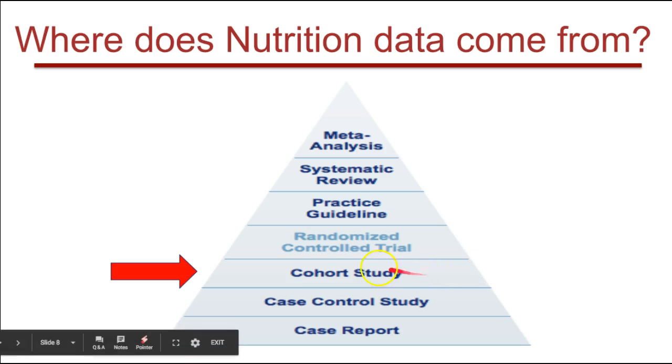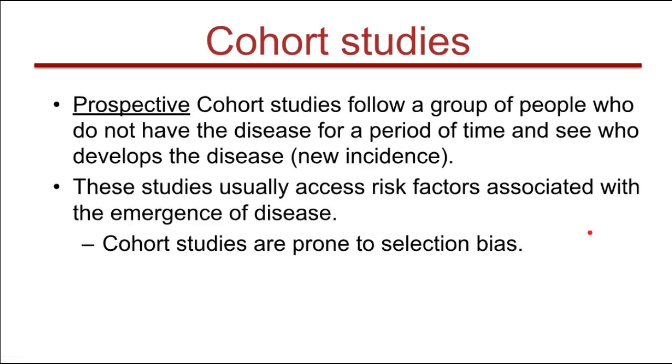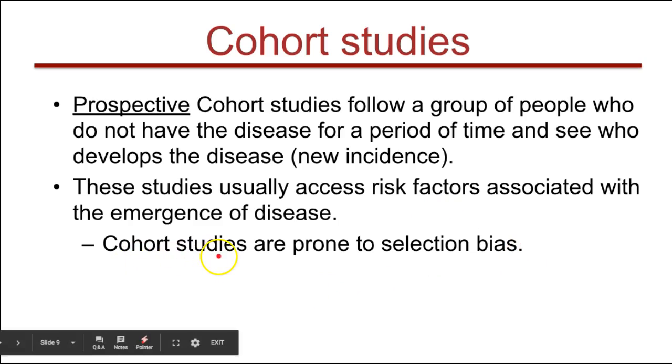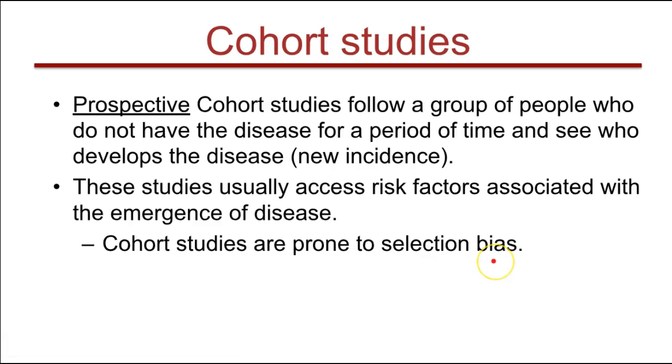Next, we'll talk about cohort studies. Typically, cohort studies are prospective cohort studies or retrospective cohort studies. Prospective cohort studies follow a group of people for a period of time to see what new diseases develop over that period of time. These studies usually assess risk factors and try to determine if those risk factors are associated with the emergence of disease. One problem that we see with cohort studies is they're a little bit prone to selection bias.